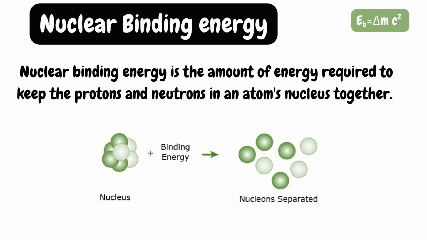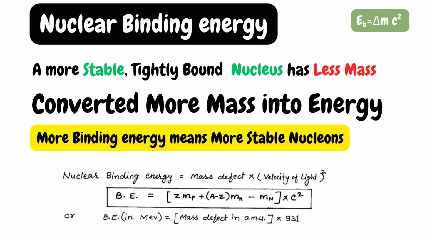And it's also the exact amount of energy you'd have to pump back in to break that nucleus apart again. And this leads us to the absolute core principle of all of this. The more binding energy a nucleus releases when it forms, the bigger its mass defect will be. So a more stable, more tightly bound nucleus actually has less mass. Why? Because it traded more of its mass for that binding energy.